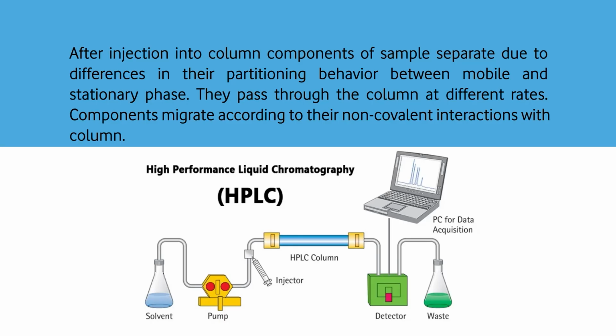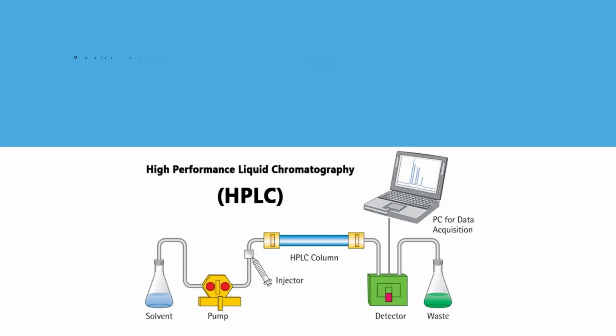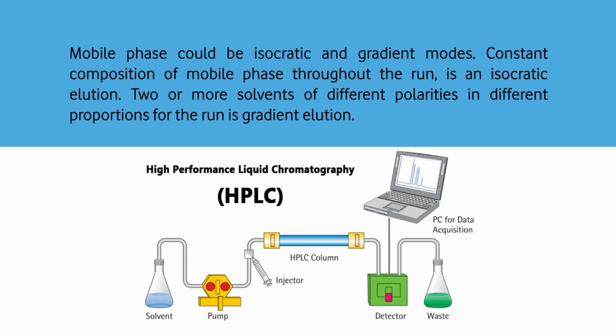After injection into the column, components of the sample separate due to differences. We have already talked about the dynamic differential migration, because differences can be because of the partition behavior, solubility, between mobile phase and stationary phase. They pass through the column at different rates. The components which have more affinity for the stationary phase will come last in the column. Those which have less affinity for the stationary phase will, like the mobile phase, move fast.